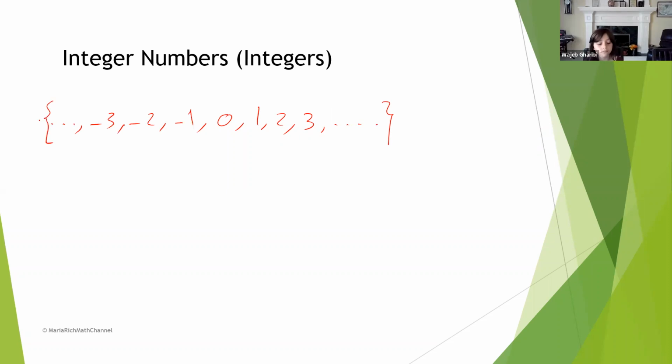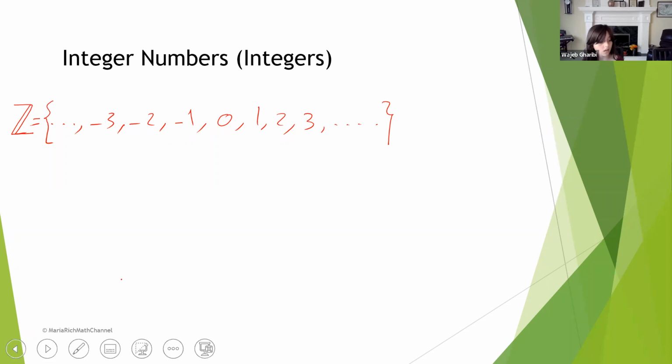This set of integers can be denoted as Z. Do we have any fraction here? No fractions. There are only integers, or integer numbers.